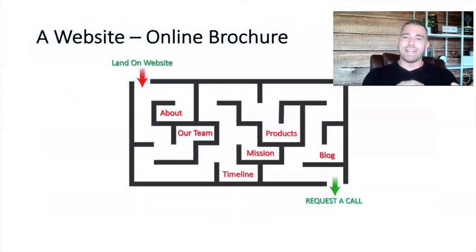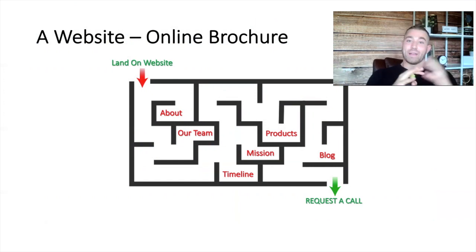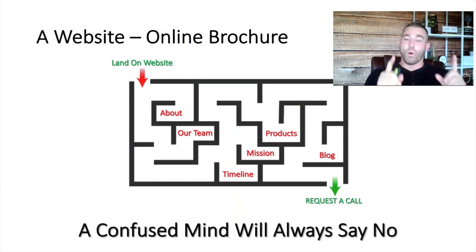And so what ended up happening is that I would give them like an online brochure, essentially, with the website. They would get on the website and they would start clicking through the about section, our team, the timeline, the mission, the products, the blog, all this stuff, right? And they would just get lost. So bottom line is that I wanted them to click on the feature that says request a call or contact us, but I was throwing all these other things at them that got in the way. So one thing to remember is that a confused mind will always say no. Whether you're marketing in the real world, in the online world, whatever it might be, remember, a confused mind will always say no.